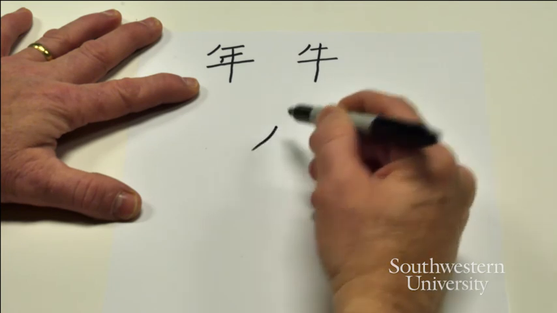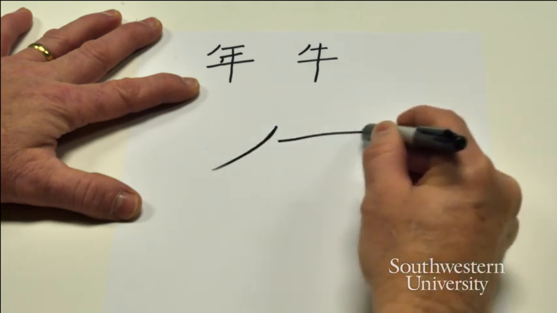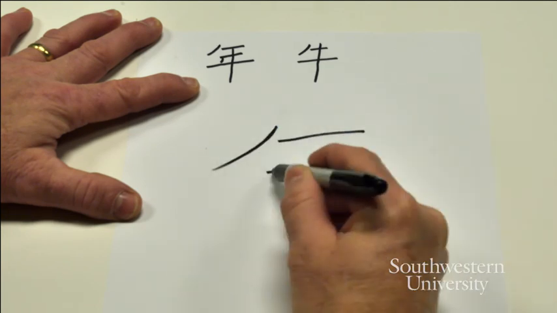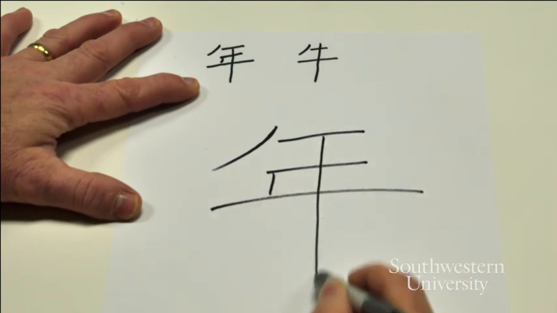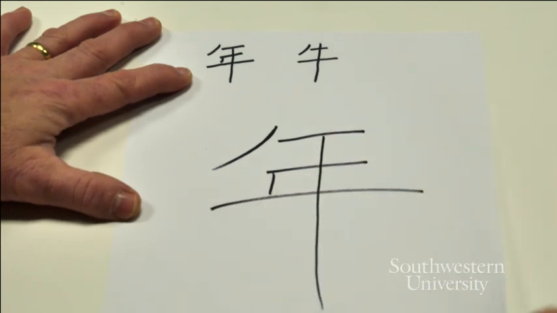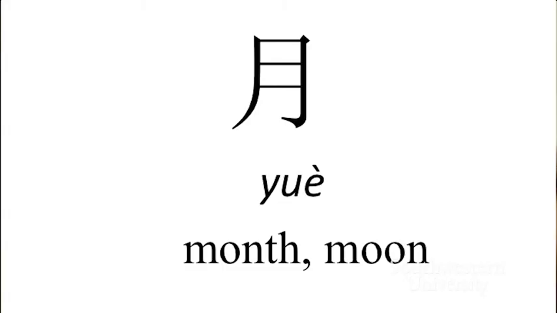Here's a pie. We'll make that bigger. Pie, hung, shu, hung, shu. Nian, make sure this does not cross that top hung.